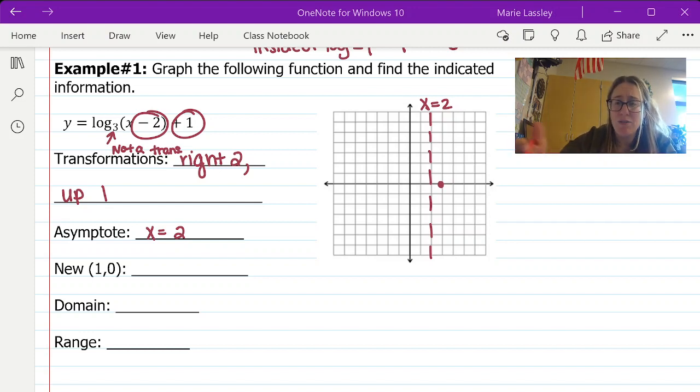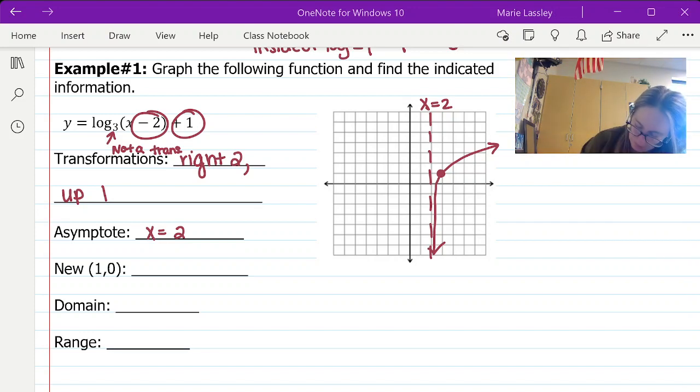But it also does need to move up and down. It's already been shifted to the right by 2 because we shifted our asymptote, but now we need to move that point up 1. So that point has been shifted to the right by 2 and moved up 1. Now we don't have any other transformations. We've done them both, so we can just go ahead and sketch our log function. Our new 1, 0 point is now 3, 1.